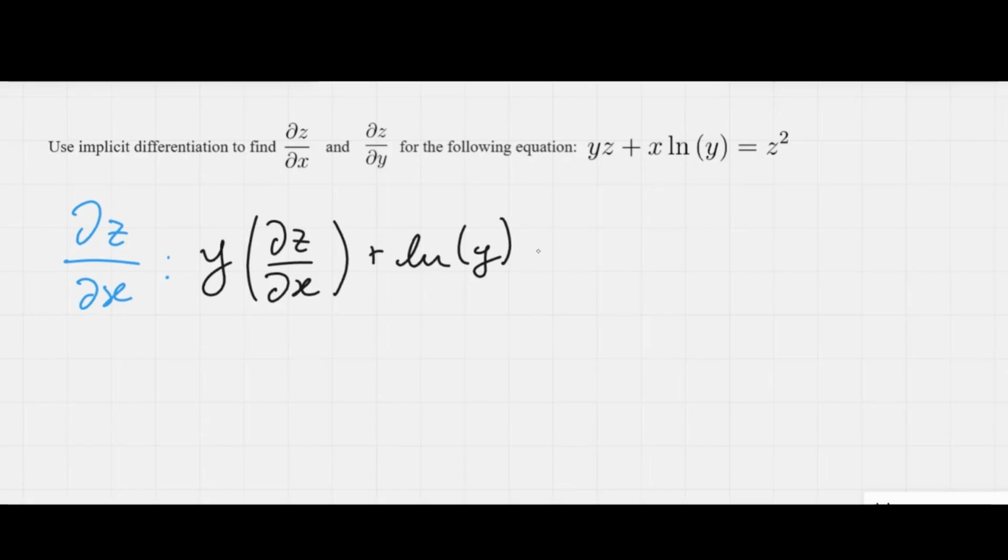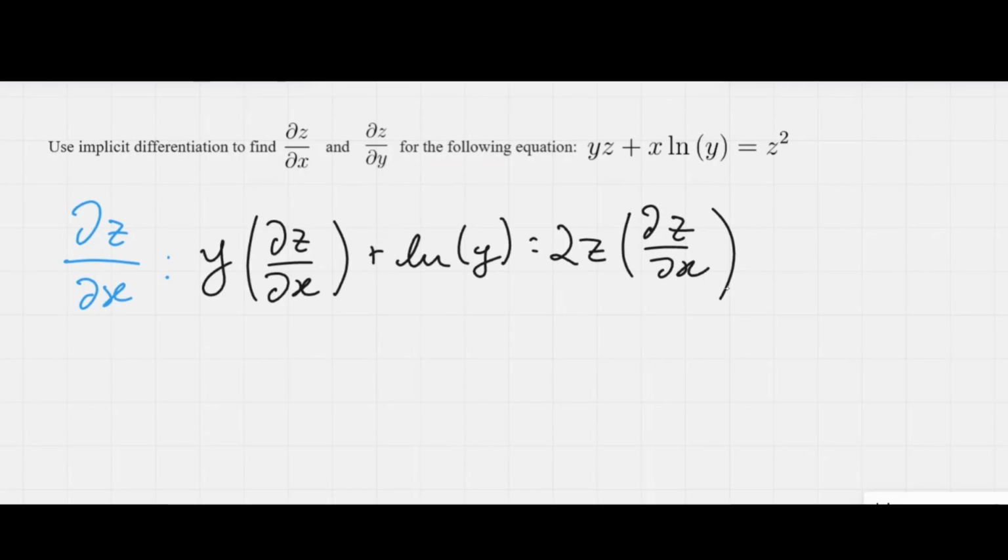We remove the x entirely. And then finally, the derivative of z squared is going to be 2z. However, we also have to multiply that by del z over del x because of the presence of a non-constant term that is not x. So we'll do 2z multiplied by del z over del x.